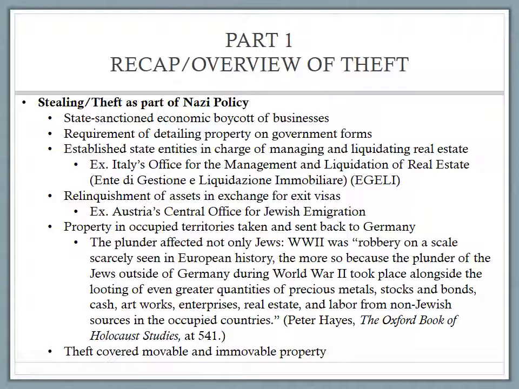So when we see in the news that there have been new troves of very famous artworks uncovered, it is good to keep in mind that it wasn't just artworks and stocks and bonds and gold and jewelry that was taken. It was also homes and other real estate.